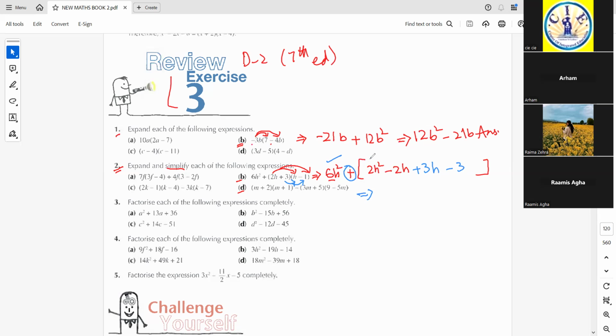So 6h square plus 2h square, that is 8h square. Now solving them together, negative 2h plus 3h is plus h, and then negative 3. So since all of these terms are different, h square term, h, and a constant number, we cannot add or subtract them. So this is going to be the final answer. Okay, now for part D.